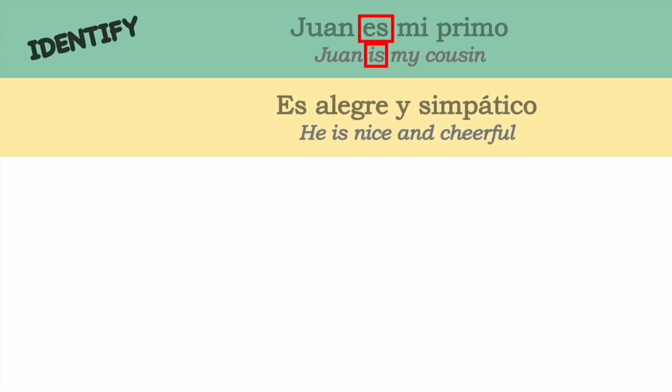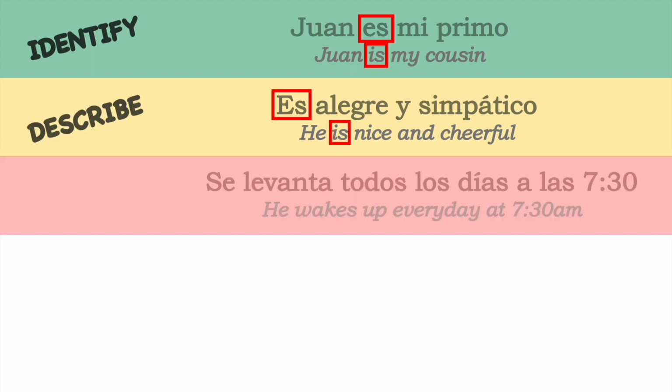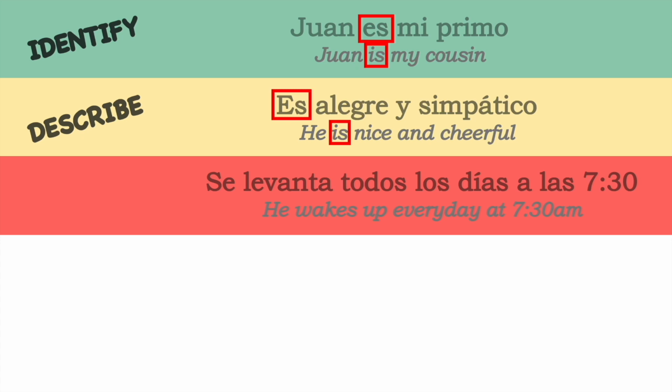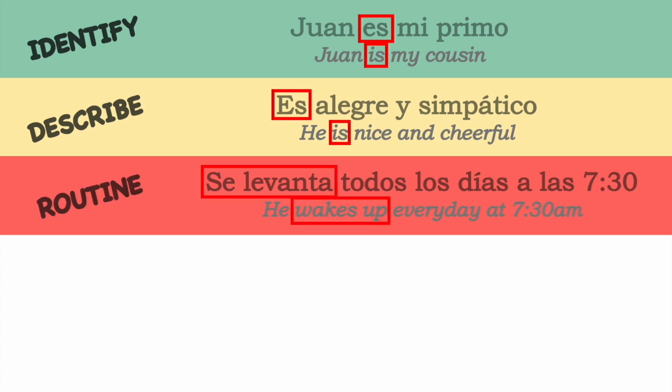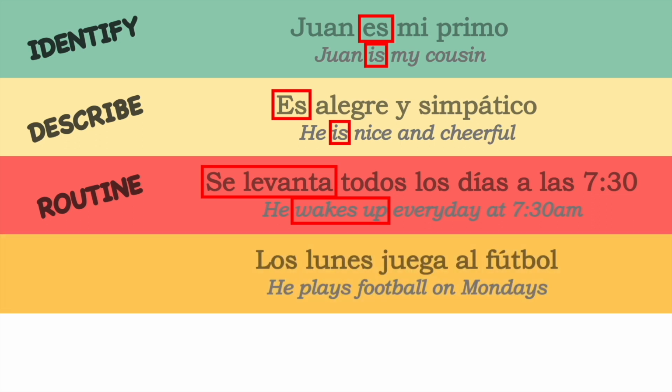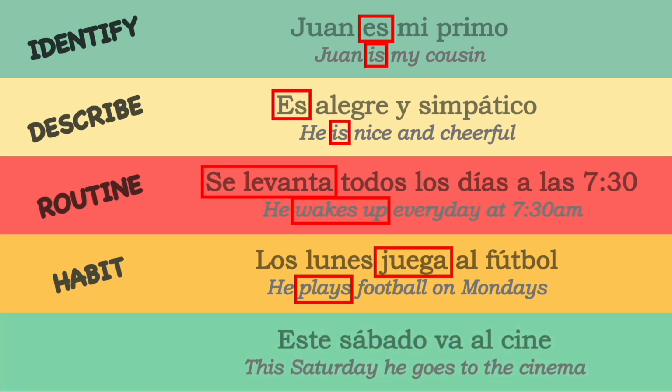Juan es mi primo. Es alegre y simpático. Se levanta todos los días a las 7:30. Los lunes juega al fútbol. Este sábado va al cine.